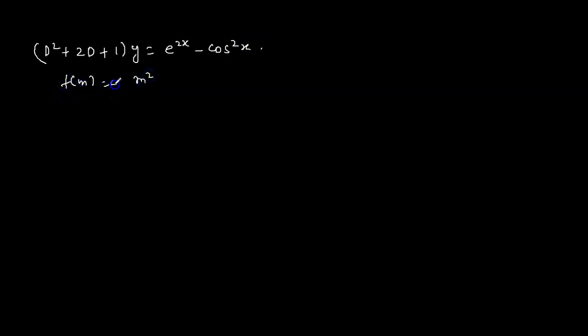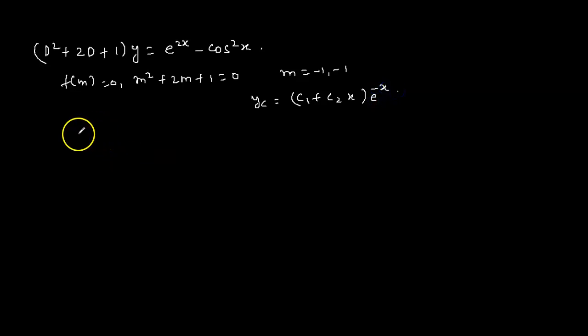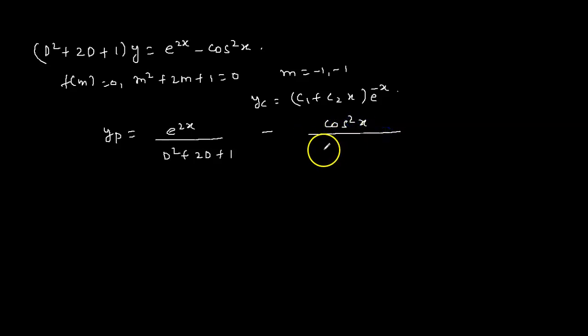M square plus 2m plus 1 is equal to 0, right? You can write here minus 1, minus 1, right? So yc is equal to (c1 plus c2 x) into e to the power of minus x. So yp is e to the power 2x divided by D square plus 2D plus 1, minus cos square x divided by D square plus 2D plus 1.